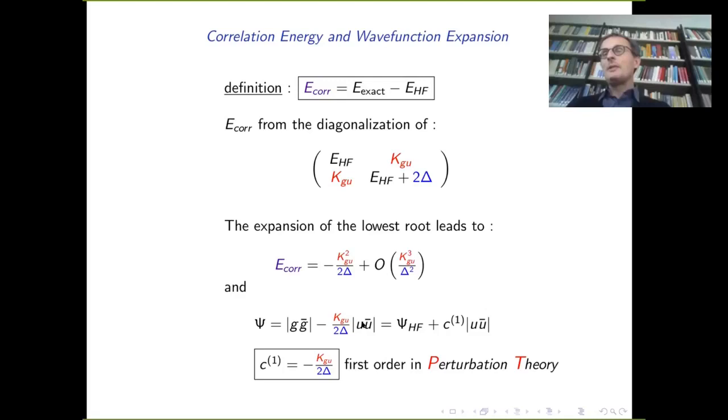Okay, and the wave function can be re-evaluated now, having a linear combination of the GG bar, so the Hartree-Fock solution, and the UU bar one. So this means that the wave function consists of one part on the Hartree-Fock and some complementary part on the UU bar configuration. And this coefficient that I wrote as C1, just to remind you of first order perturbation theory, but we will get back to that, is simply the ratio between KGU, so the off-diagonal matrix element, divided by the energy difference between these two, so the GG bar energy and the UU bar expectation energy. Okay, and that's something that we will see later on. So this coefficient tells you how much mixing you have between the Hartree-Fock solution and the double occupancy of the U orbital. Okay, so now we have some elements.